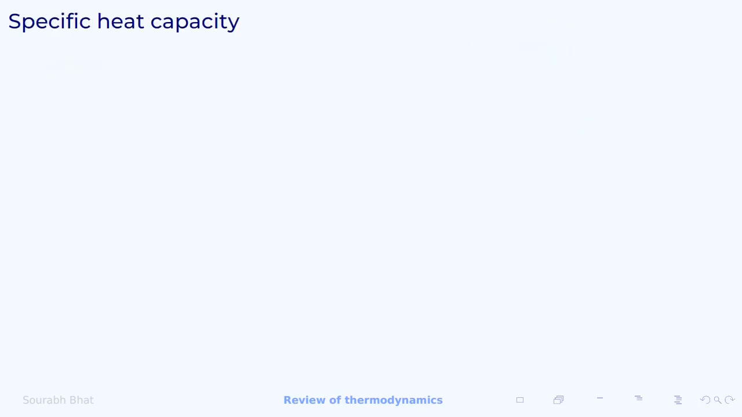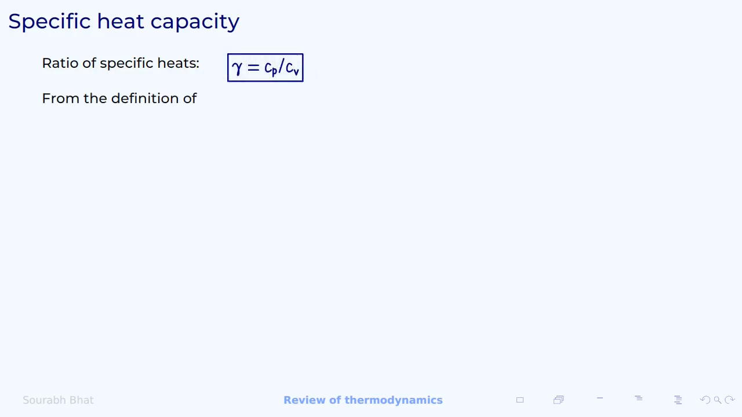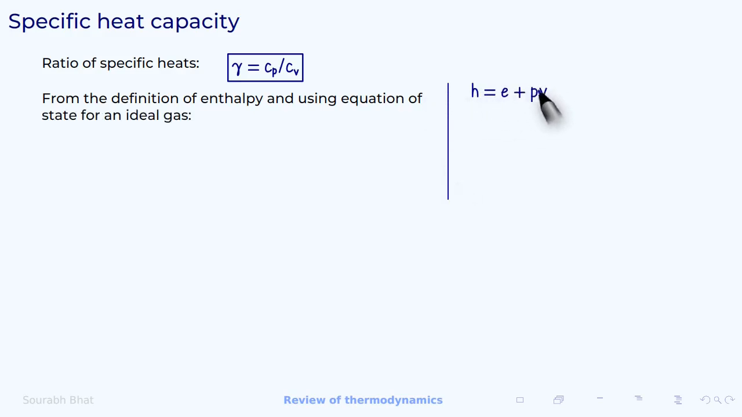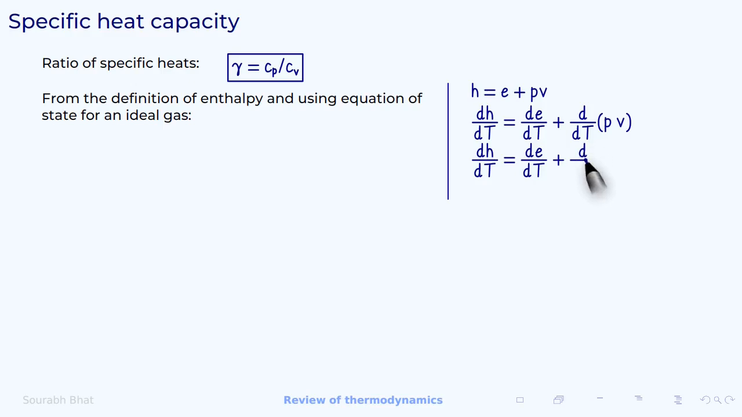Now let's derive important relations between the specific heats. First, let's define a new variable gamma as the ratio of specific heats. Gamma is equal to Cp by Cv. Differentiating the equation for enthalpy with respect to temperature, we get this equation. Now replacing PV by RT using the equation of state, we get this equation.